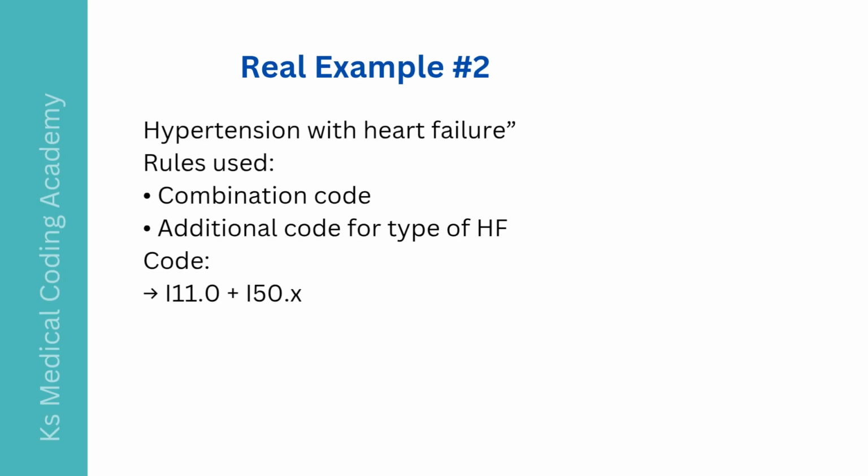Real example number 2. Case. Hypertension with heart failure. ICD-10-CM often provides a combination code for hypertensive heart disease. Assign I11.0 for hypertensive heart disease with heart failure, and then add I50X to specify the type of heart failure if required by documentation.